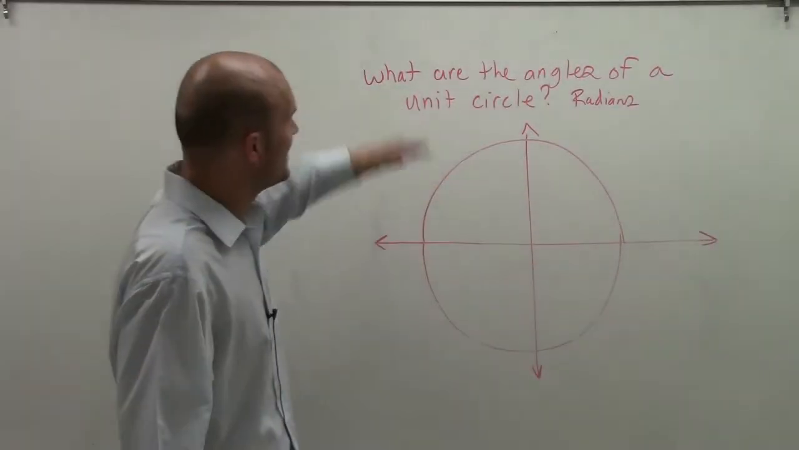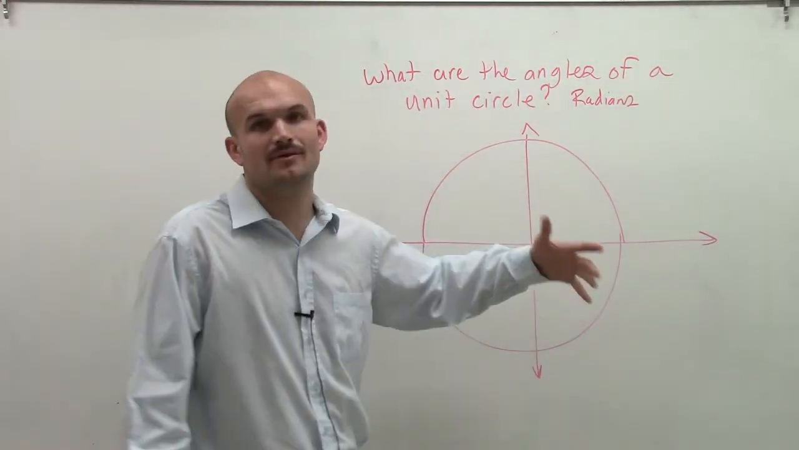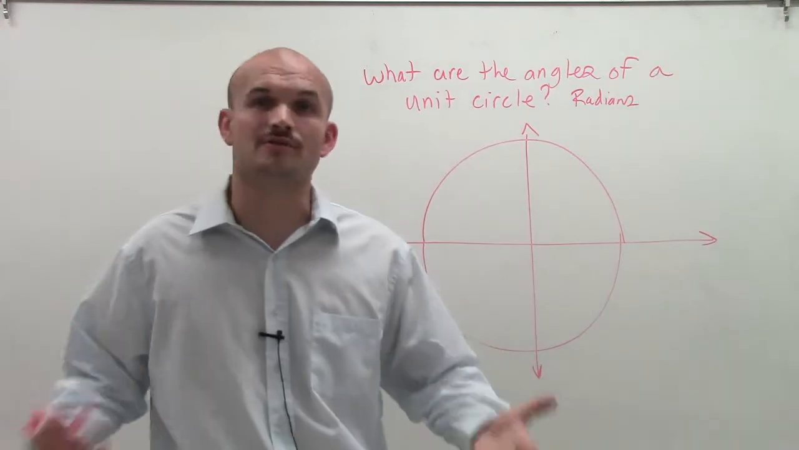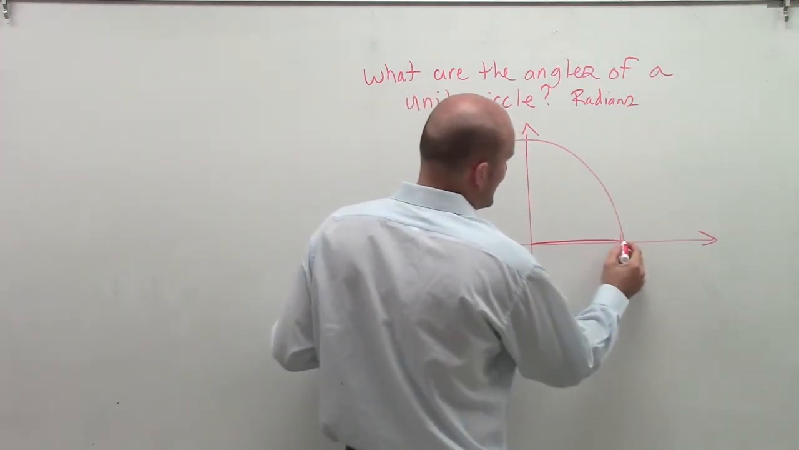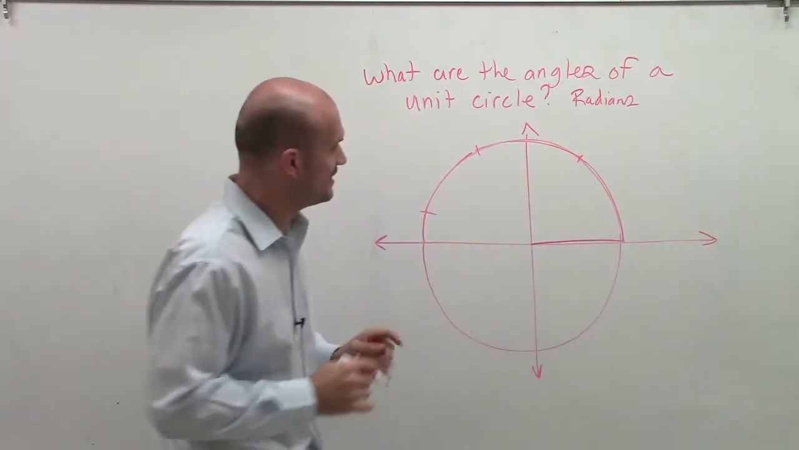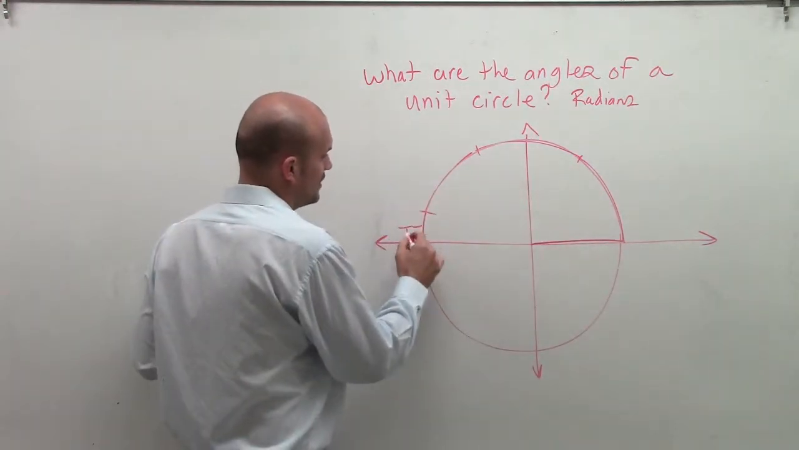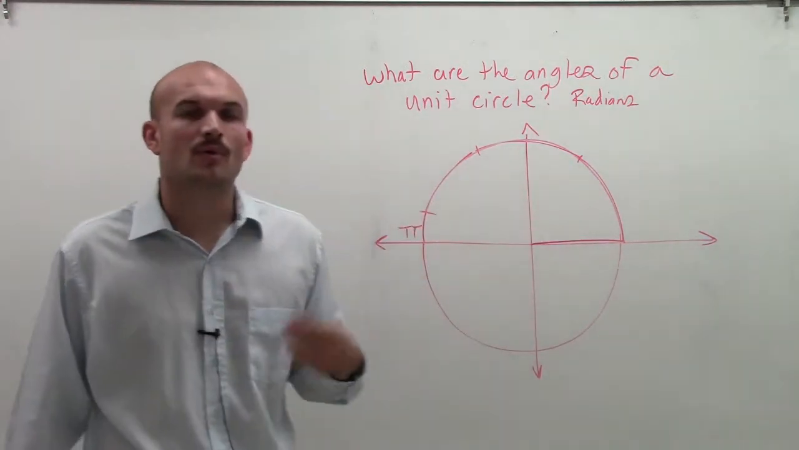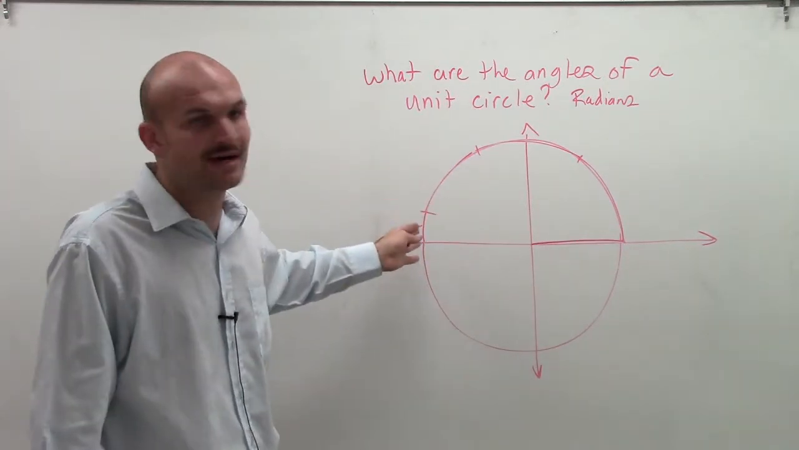Okay, so what are the angles of the unit circle in radians? Now, a lot of students are so used to doing degrees, we always have to kind of remember radians. And remember, radians is your radius wrapped around your circle. What we found when we did this is that when we take our radius and wrap it around a circle, halfway around a circle is not an even number. But what it ends up being is pi radians. So halfway around a circle is pi radians.